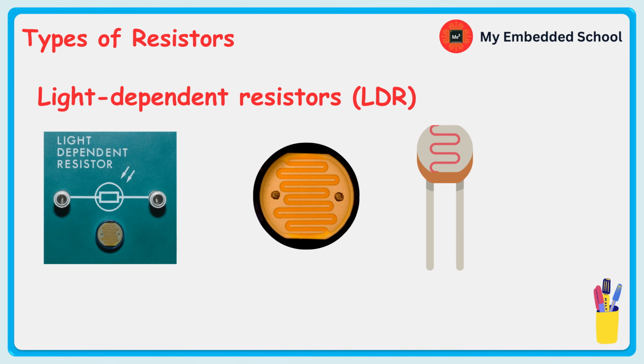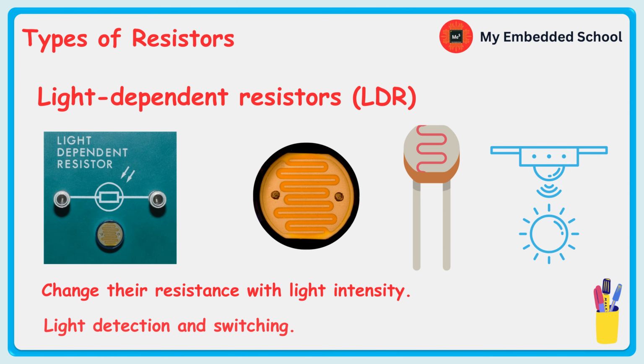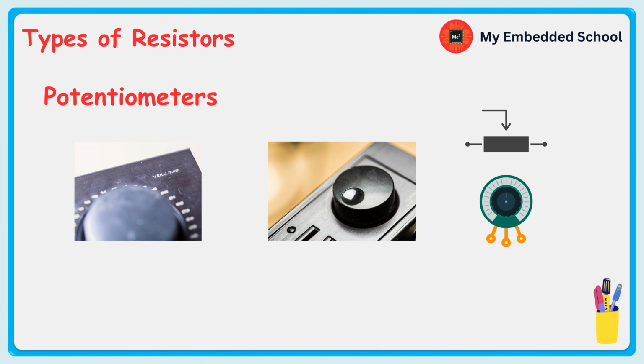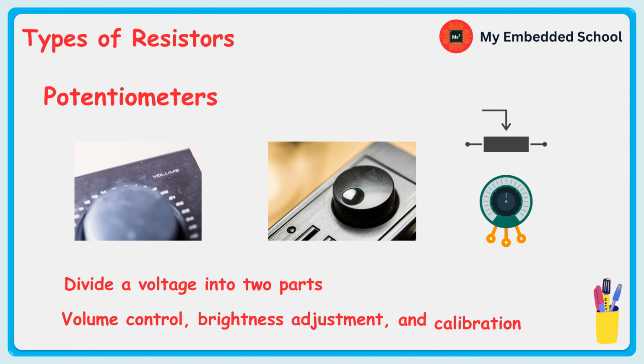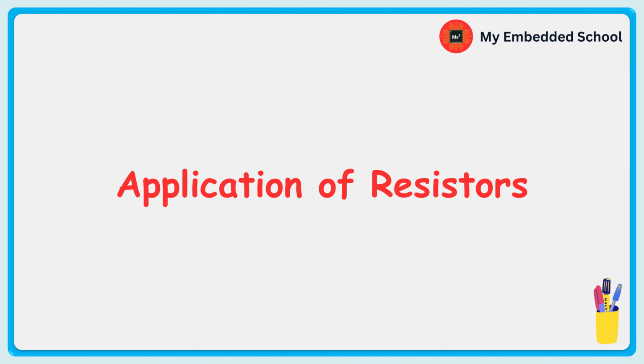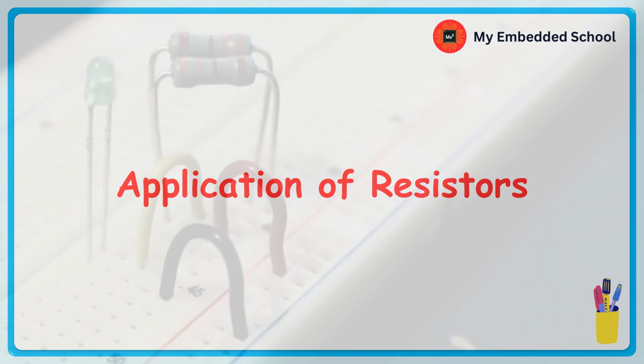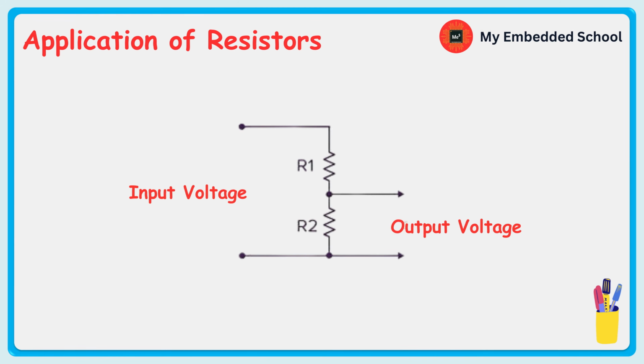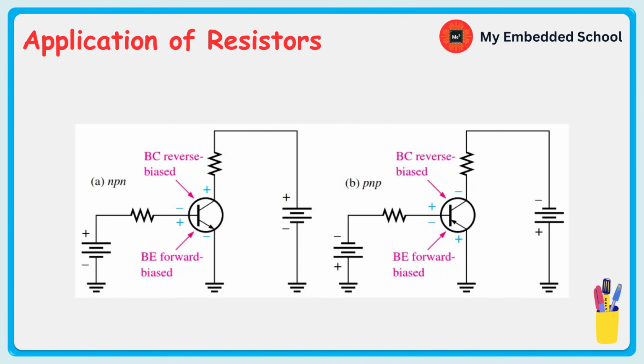Light-dependent resistors, LDRs, resistors that change their resistance with light intensity. They are used for light detection and switching. Potentiometers, variable resistors that can divide a voltage into 2 parts. They are used for volume control, brightness adjustment, and calibration. Resistors are widely used in many applications, such as current limiting, voltage dividing, voltage dropping, biasing, and filtering.